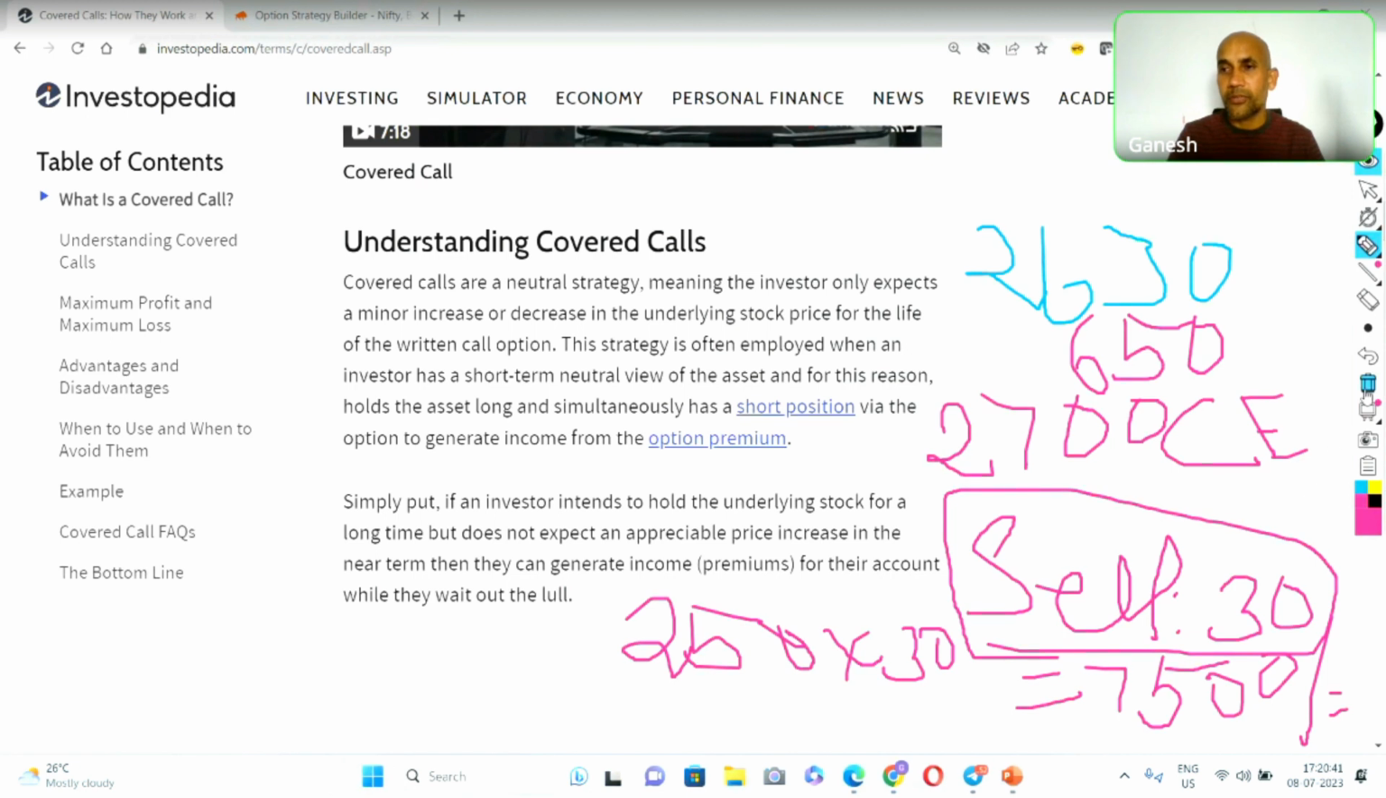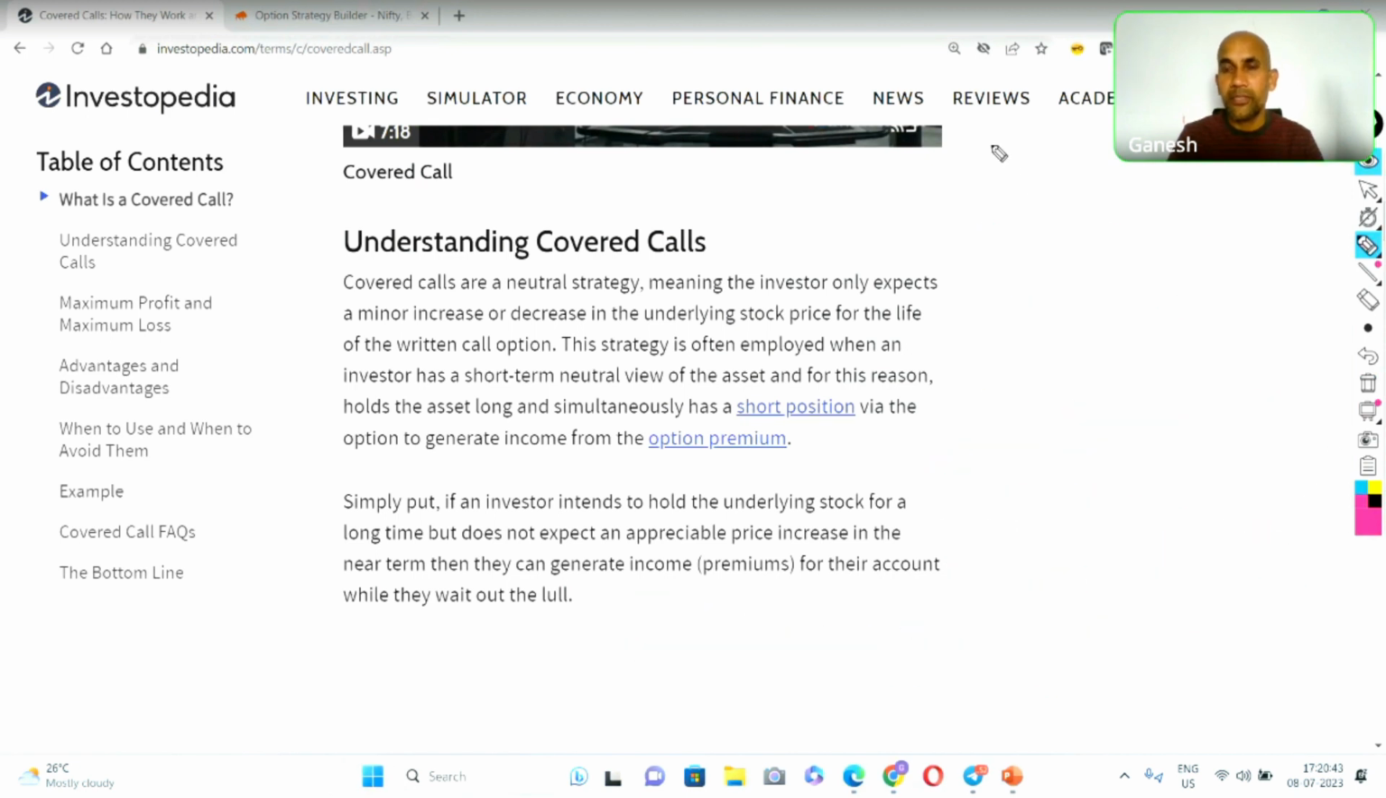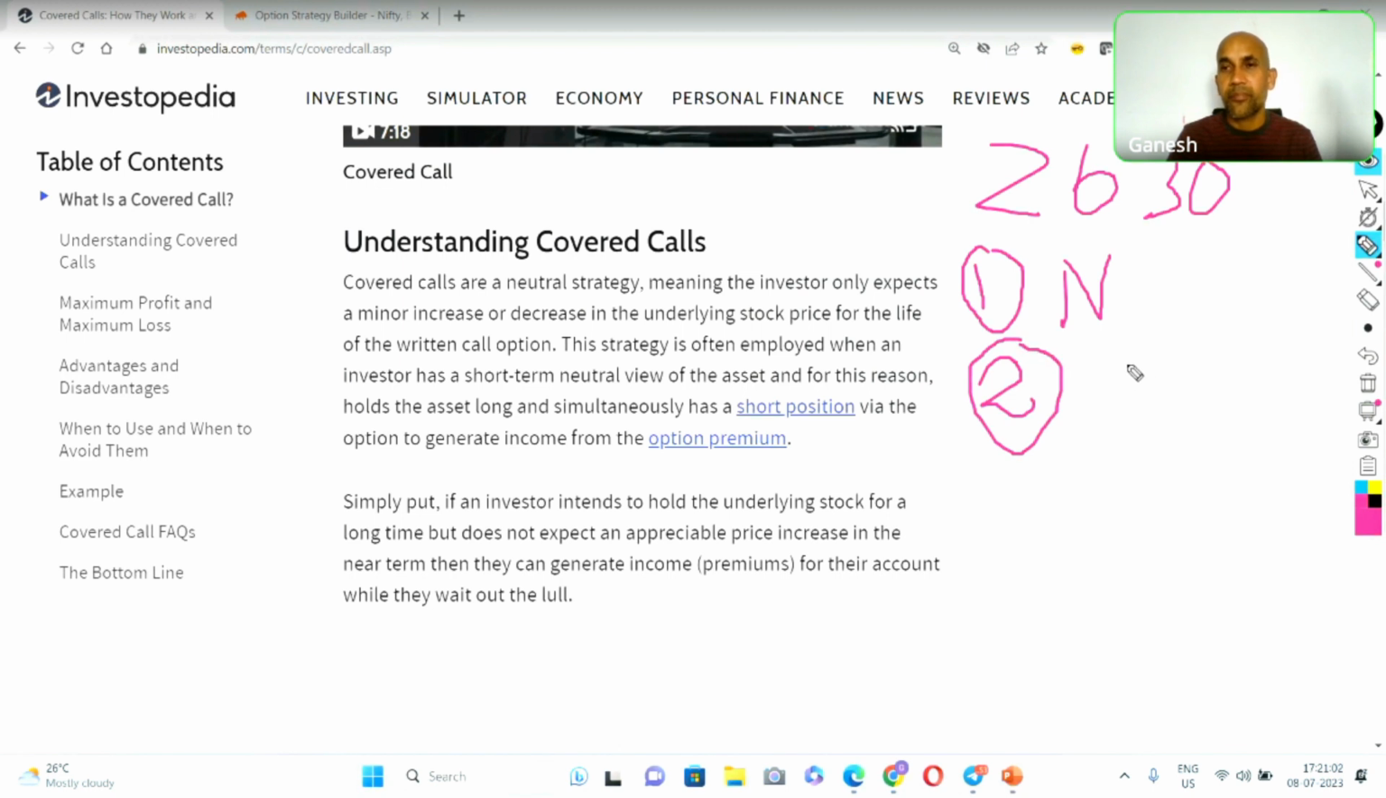What are the scenarios? Let's understand the scenarios. Spot is 2630. So what are the scenarios? Scenario number 1: it stays here, say neutral, meaning my investment goes nowhere. Second scenario is it would go to 2650, slightly 20 points up.